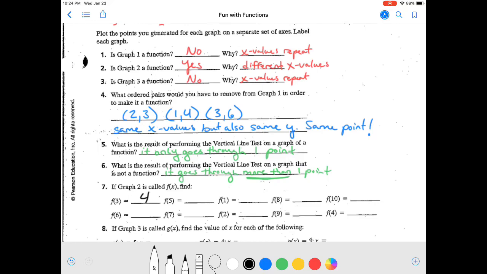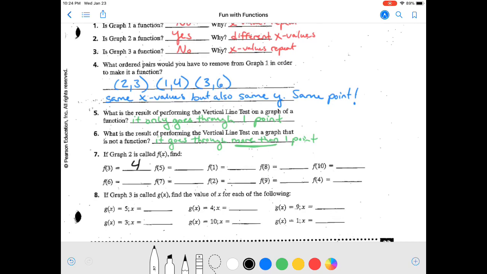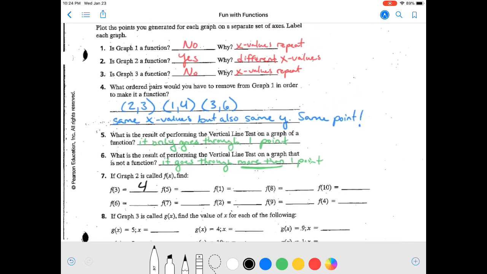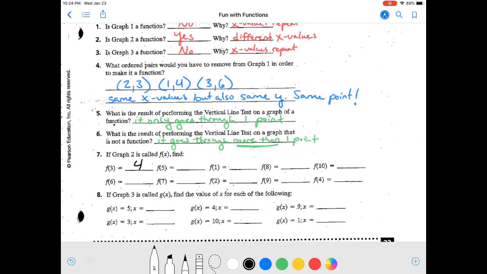For problem 8, now we're looking at the y values. So when graph 3 has a y value of 5, we want to know what the x value is. So in this case, it's 1. When the y value is 5, the x value is 1. And I'm going to give you a minute again to figure out the rest of these problems.